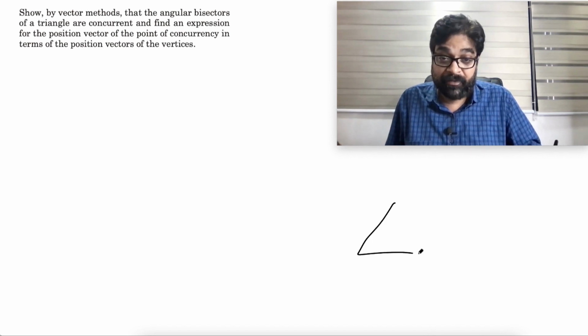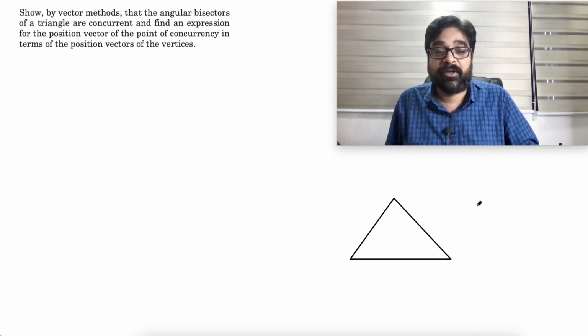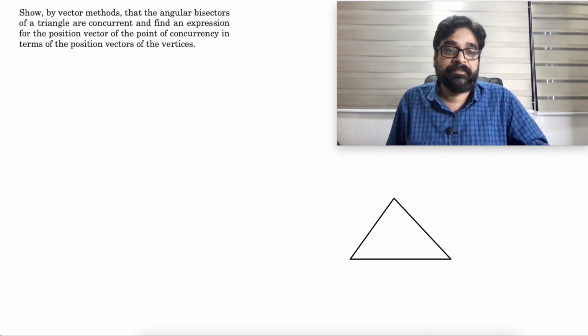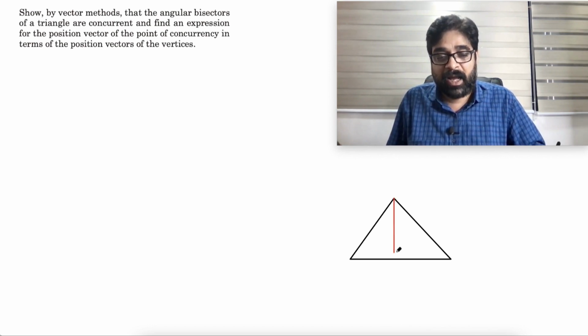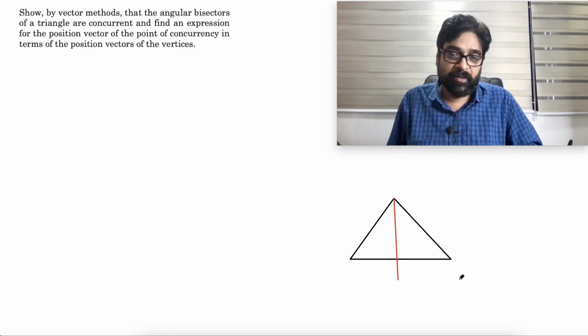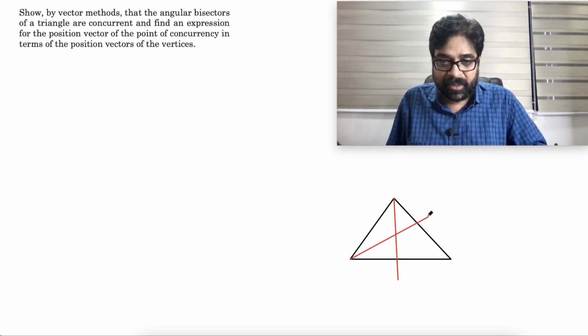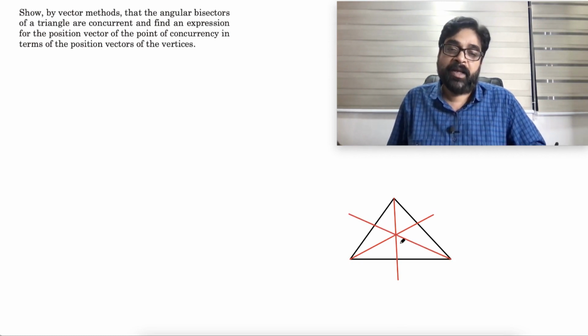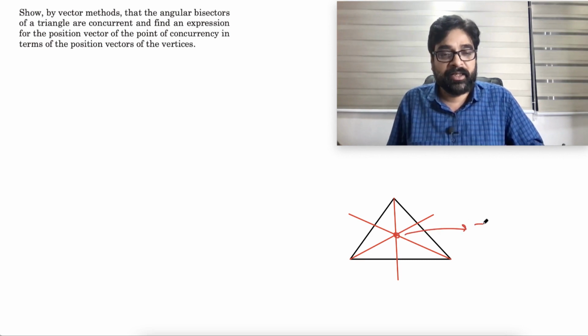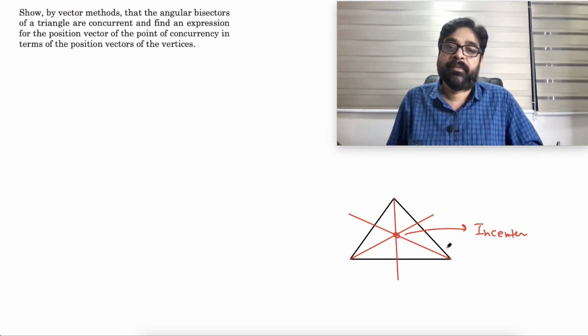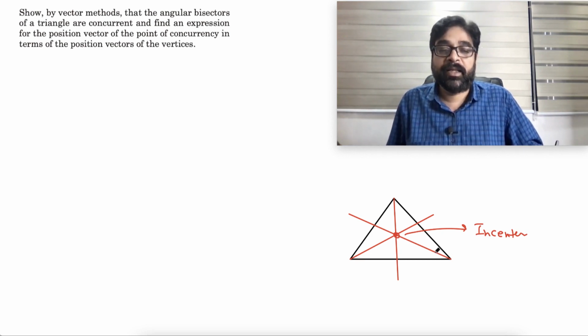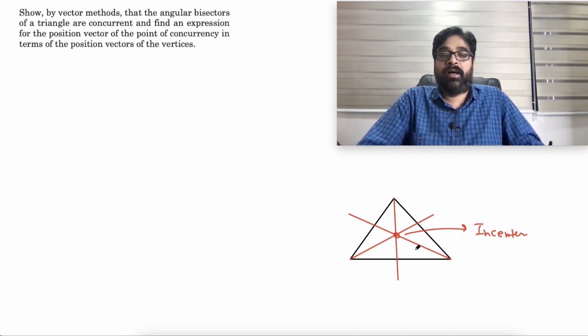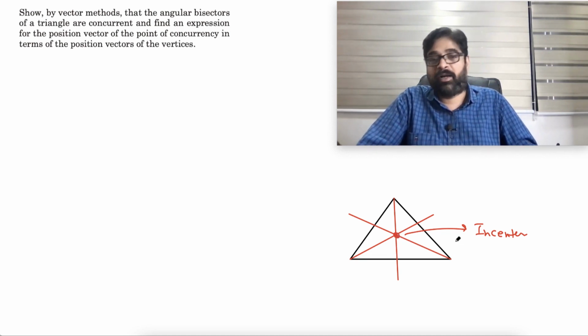All of you already know, if one triangle is there and you try to find the angular bisectors of this triangle, I am taking internal angular bisectors. This is one angle bisector. This is another angle bisector. And this is another angle bisector. They are always concurrent. And this point of concurrency is called the incenter. Yes or no? This is the incenter of the triangle. Now, this incenter is the point of concurrency. We have to find that also.